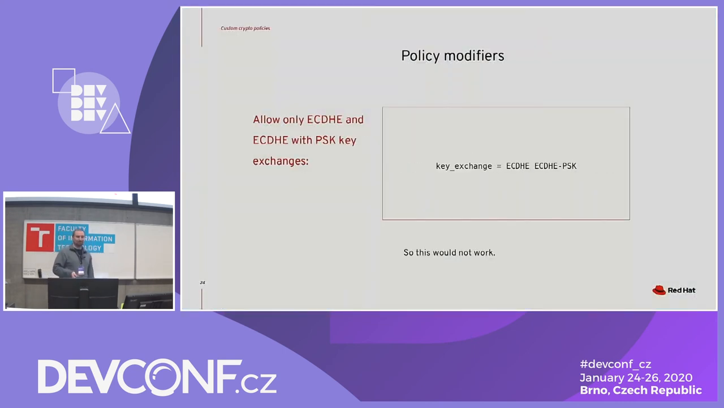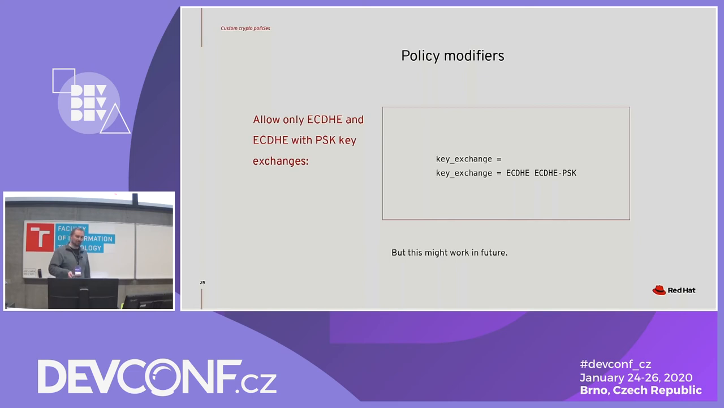So this would not work for policy modifier. This would basically just keep the existing list as is from the base policy and add these two key exchanges. This would not do what you expect. This is something that could work in future. Basically, first I set it to empty and then add it back. Add back the ECDH and ECDHPS.